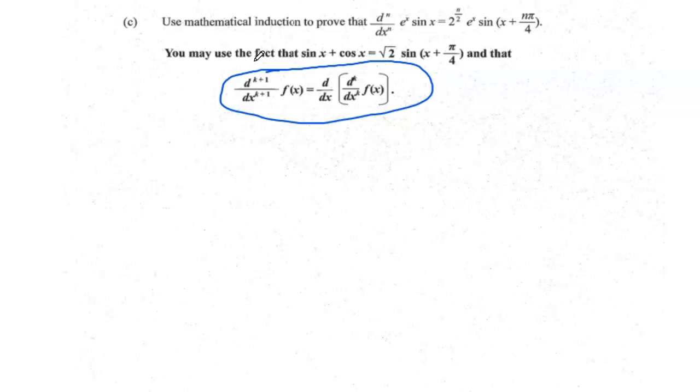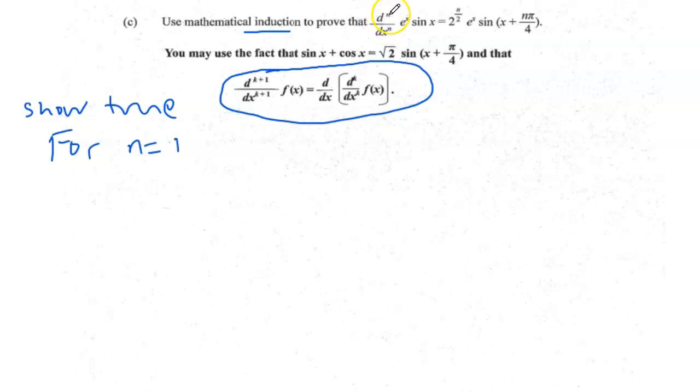Alright, so it's a proof by induction, and proof by induction follows 3 basic steps. So step 1, let's do step 1. Show it's true for n equal to 1. If n is equal to 1, then d^n would be d^1, so it's the first derivative.